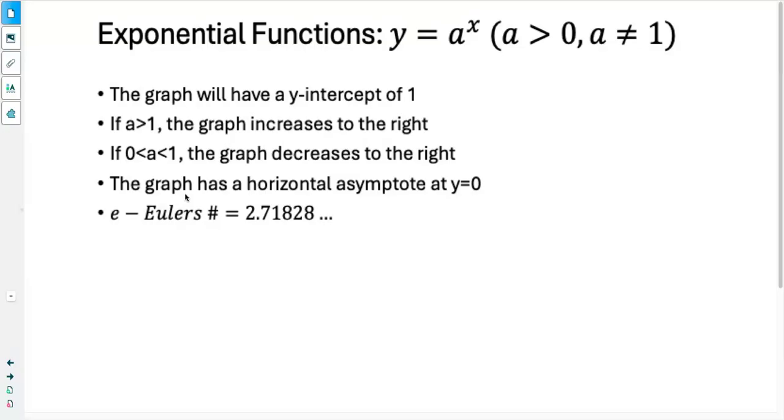The graph has a horizontal asymptote at y equals 0, and in some cases we'd have an a of e, which is Euler's number, which is 2.71828, and this number just continues forever.